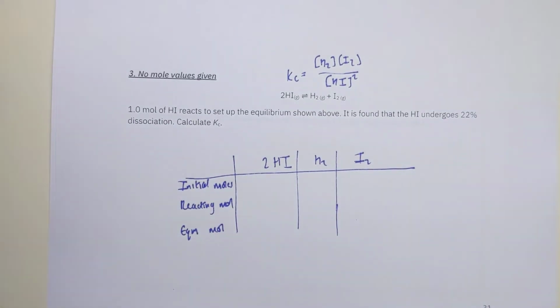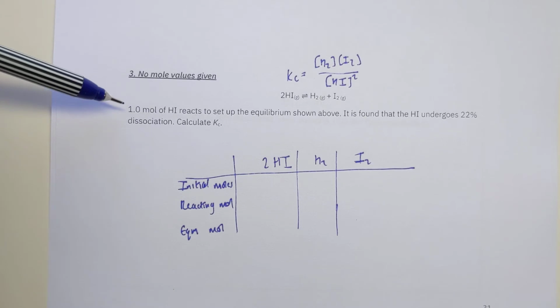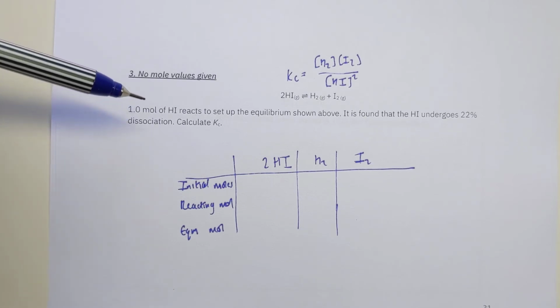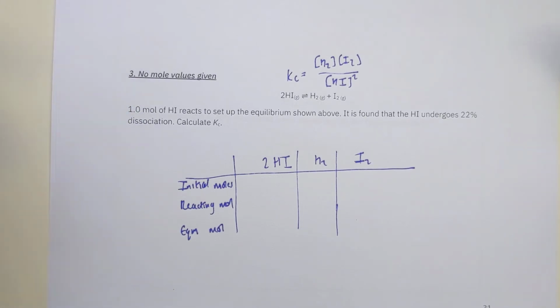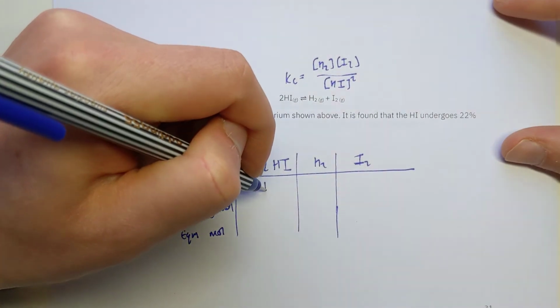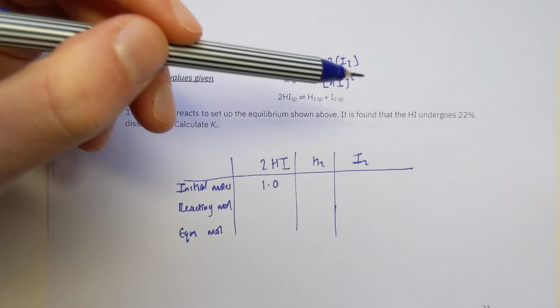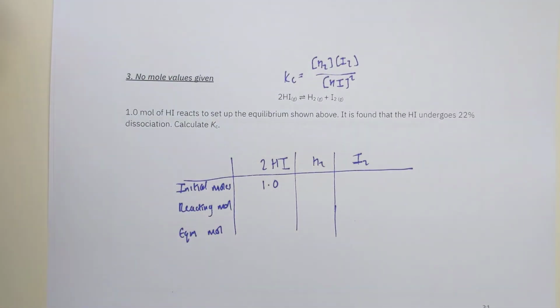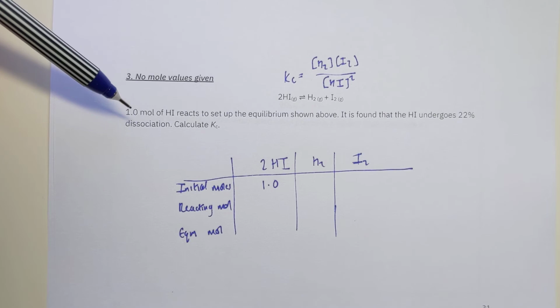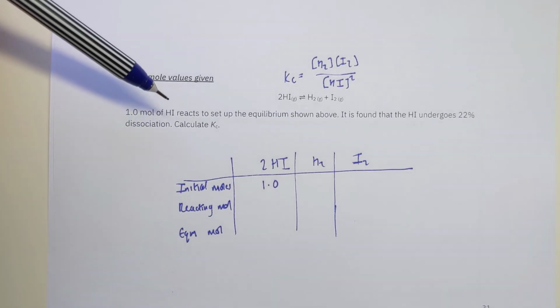So let's look at what's a bit sneaky about this question. So the start kind of looks the same. I've got 1 mole of HI to start the equilibrium, so I'm going to put that in as 1.0. But they don't give me any equilibrium moles. They just tell me that HI has undergone 22% dissociation. So that's a wee bit tricky to understand. What that means is 22% of the moles of HI at the start have reacted or dissociated or broken up.